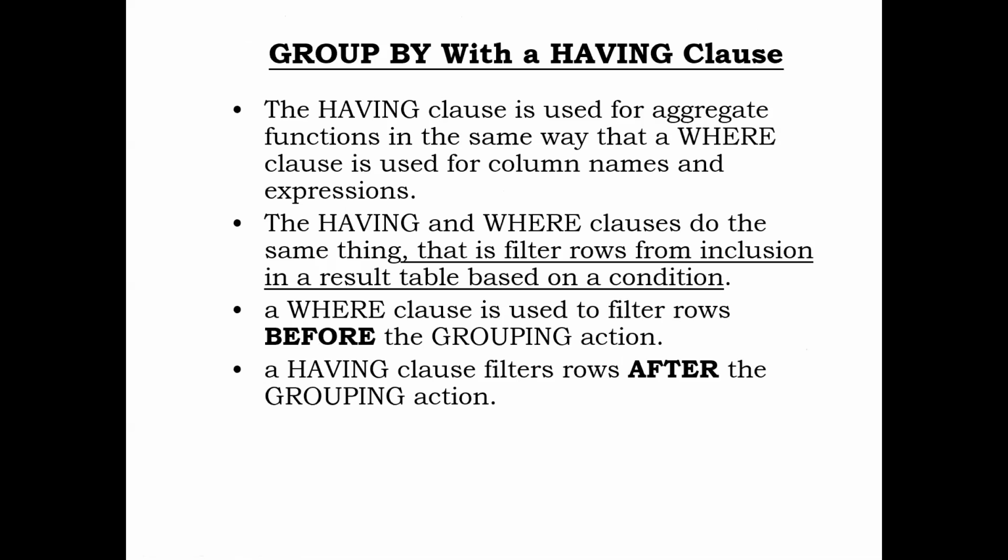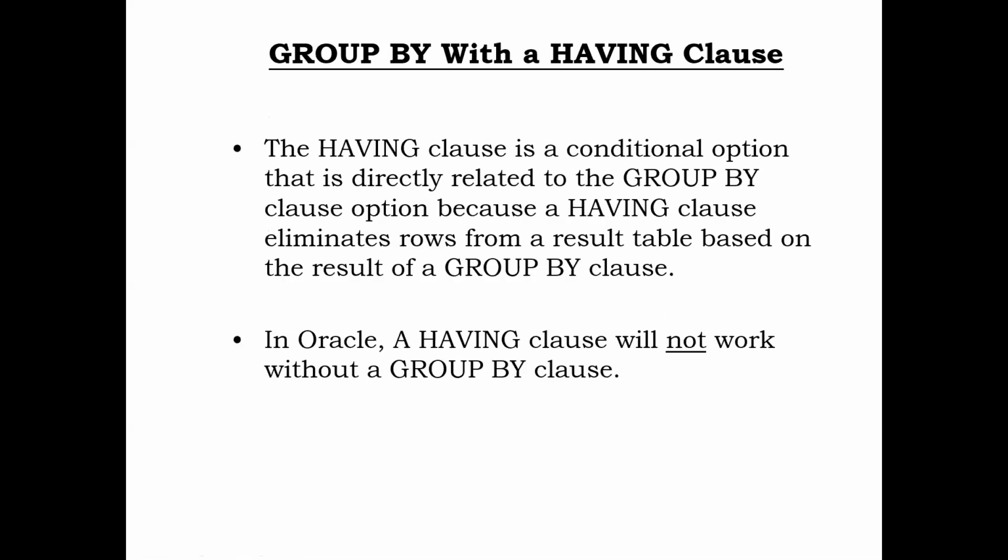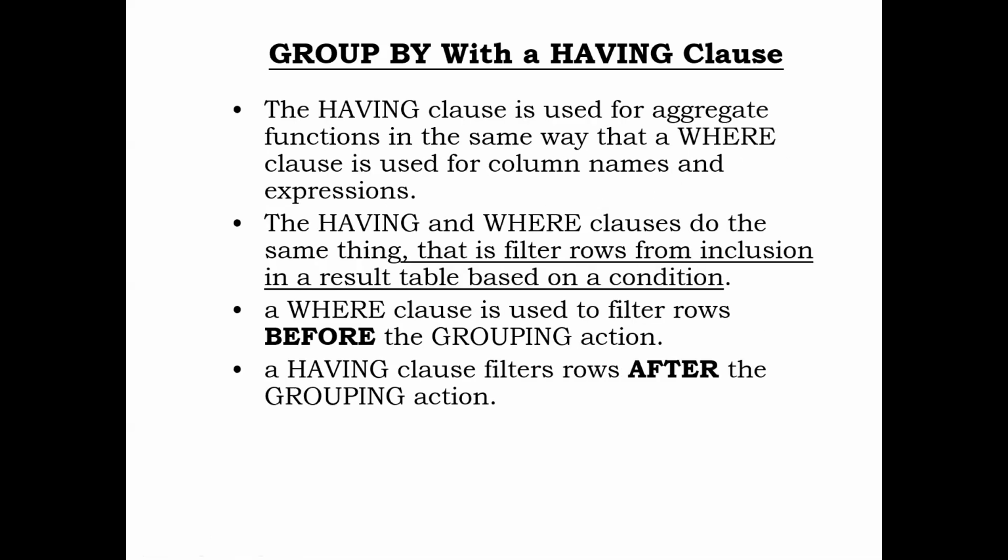Then next is the having clause. The having clause is the same as the where clause: it is a filter that filters the rows from inclusion in a result table based on a condition. Depending on the conditions, we will get the result. A where clause is used to filter the rows before grouping, and in case of the having clause, it filters the rows after the grouping action. So this is the basic difference between the having and where clause.